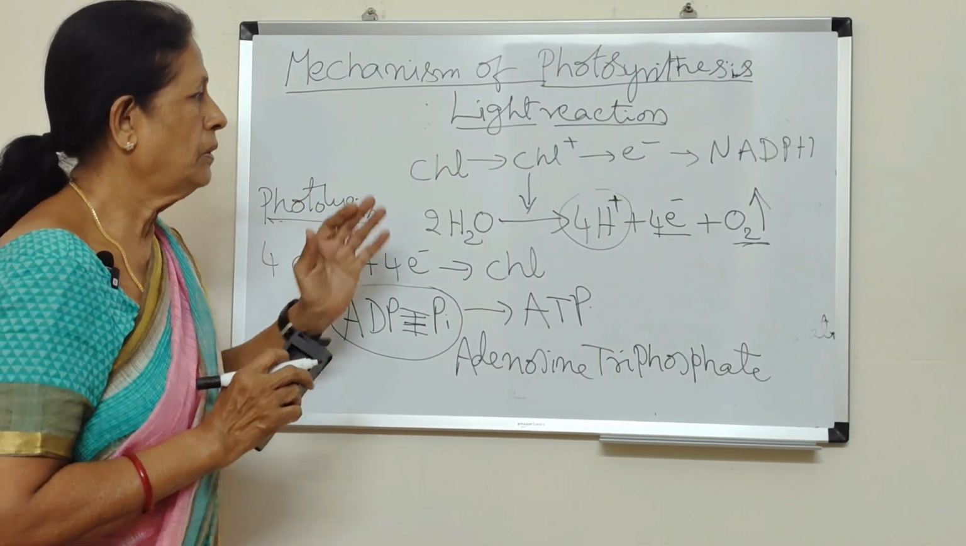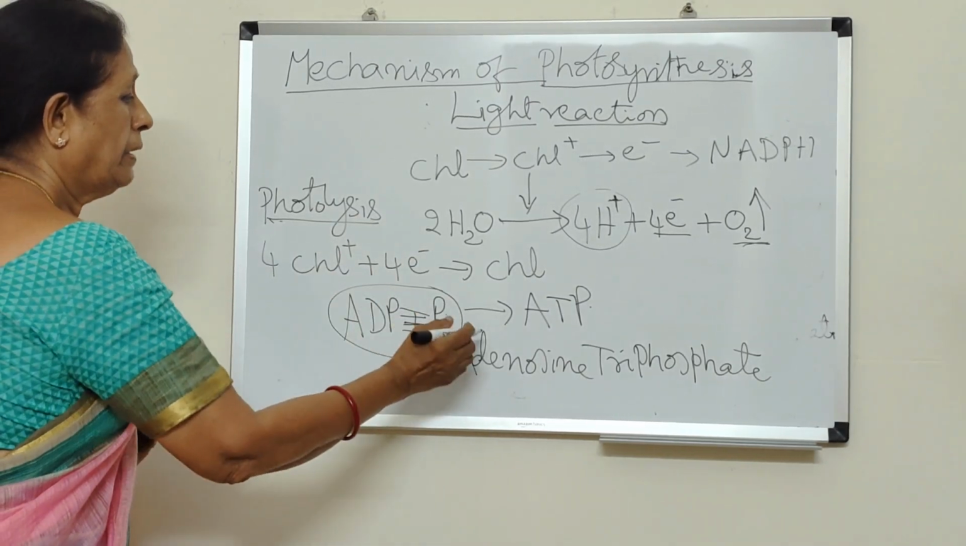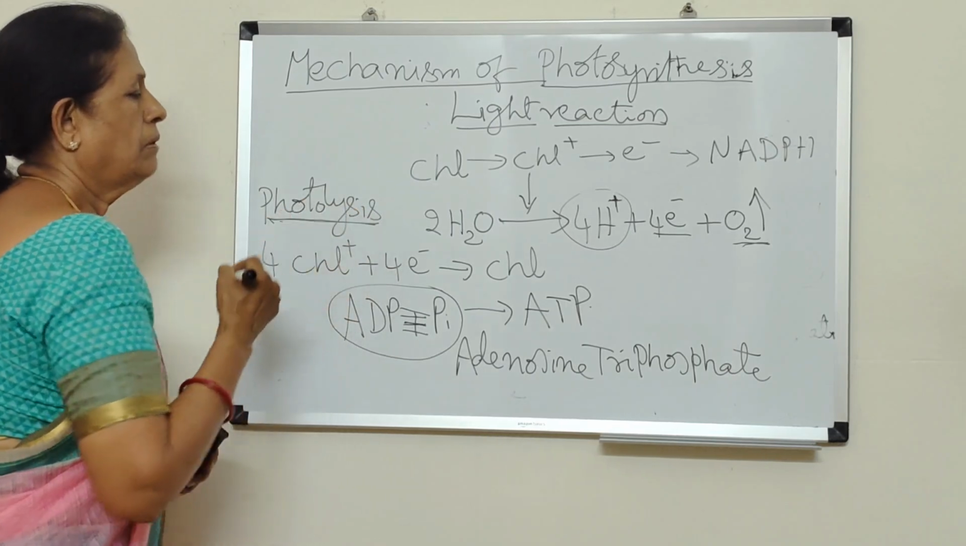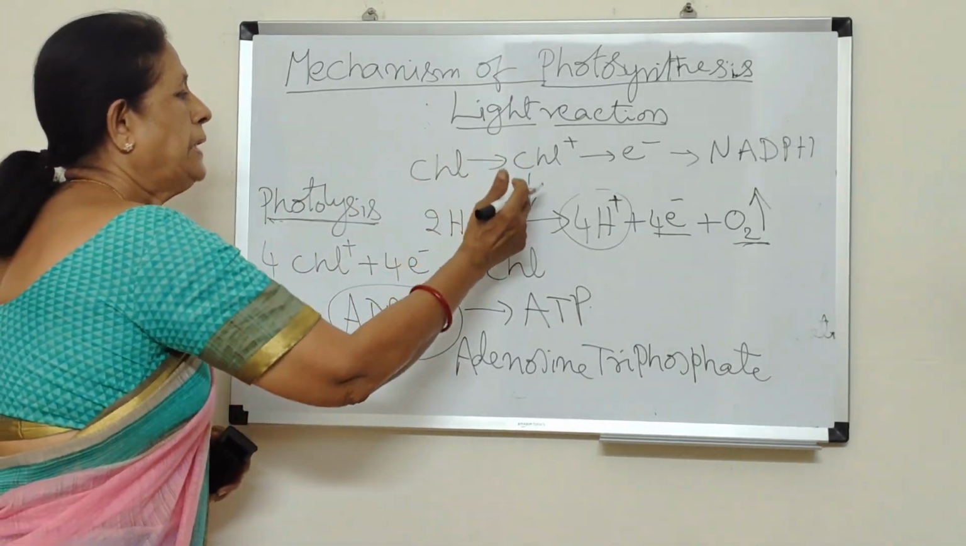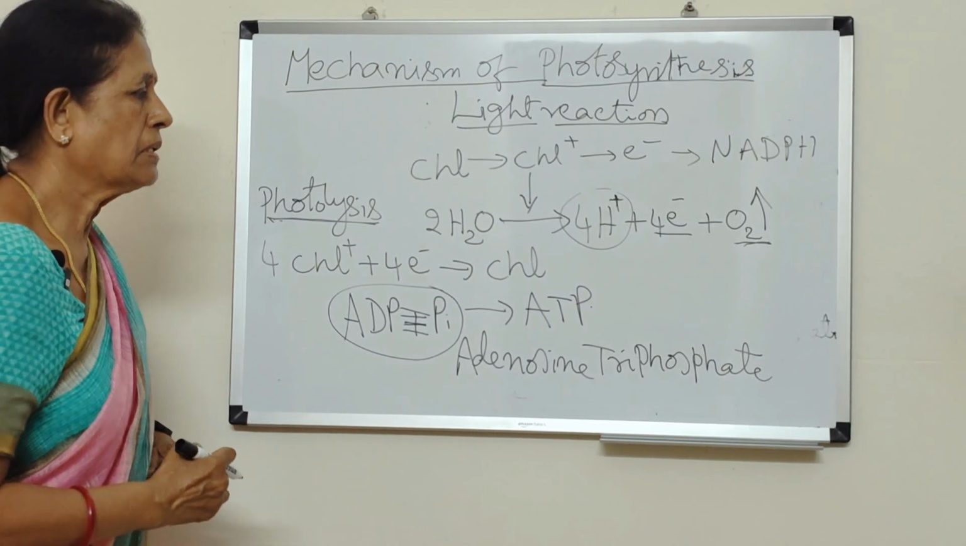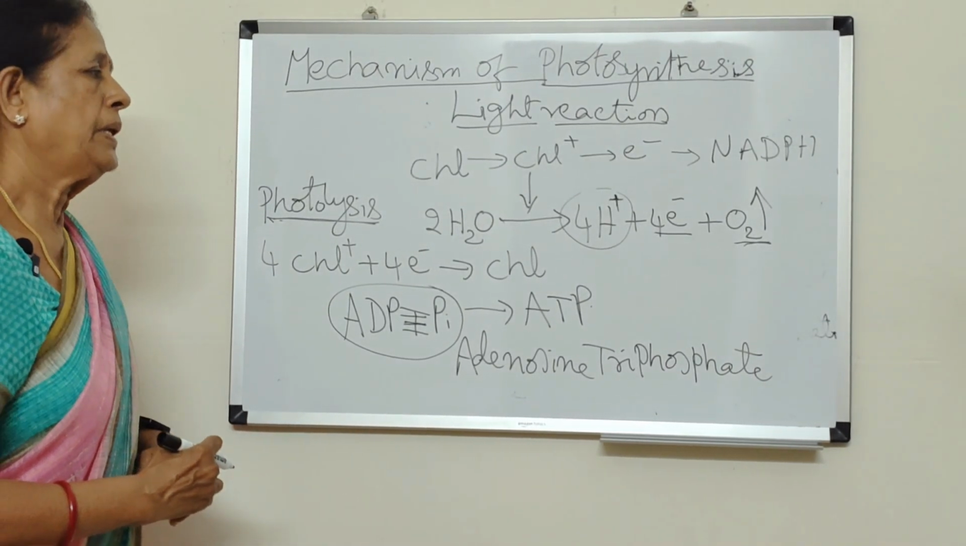Do you understand this? Are you able to follow? We can have one more thing. Here we have seen the term photolysis. What is photolysis? The splitting of a water molecule by the oxidized chlorophyll molecule is called photolysis. Photo means light, lysis means breakdown.